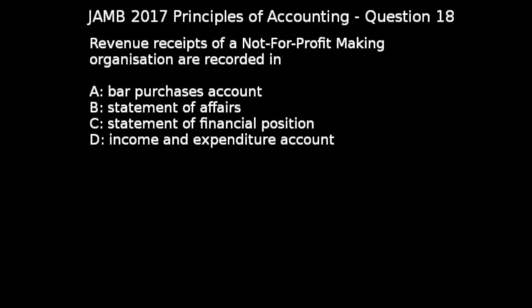So in the income and expenditure accounts, the credit side carries income, and of course revenue is part of the income. So the correct option to this question is option D, which is income and expenditure accounts.